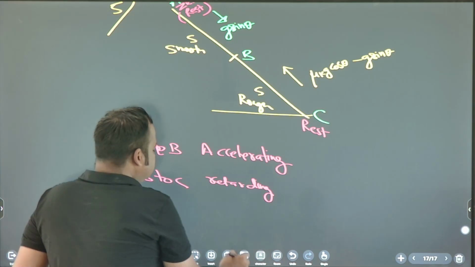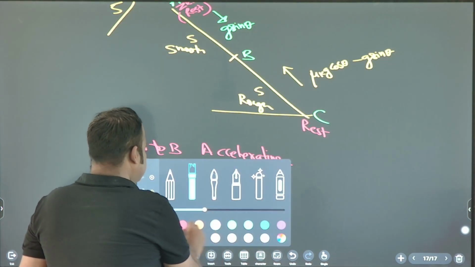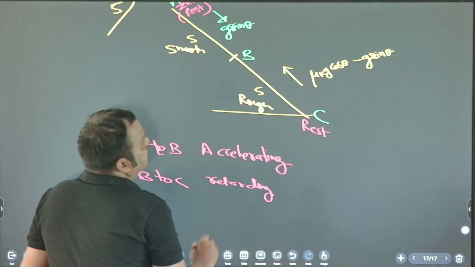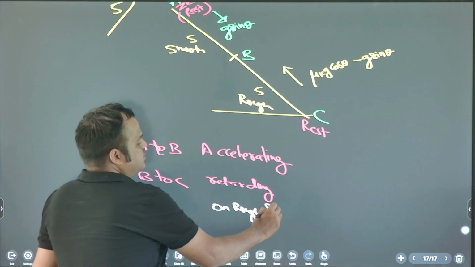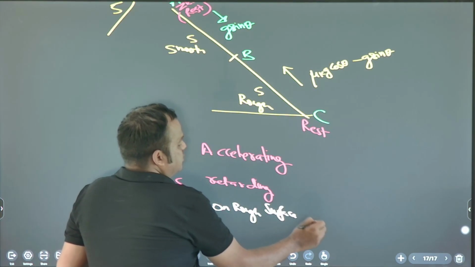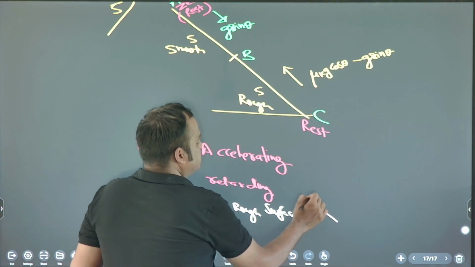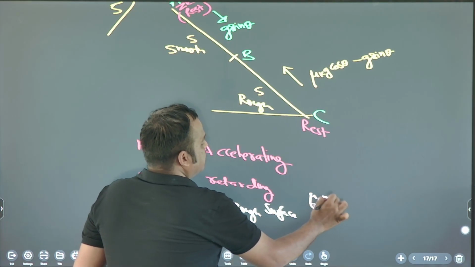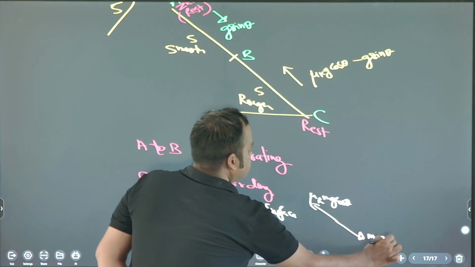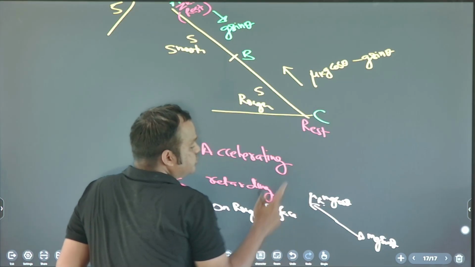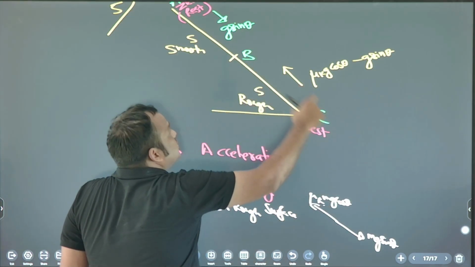Because it is a rough surface, it is decelerating. On the rough surface, which force is greater? Mu k mg cos theta is greater than mg sin theta. This is greater, that's why it is retarding. Speed is decreasing.